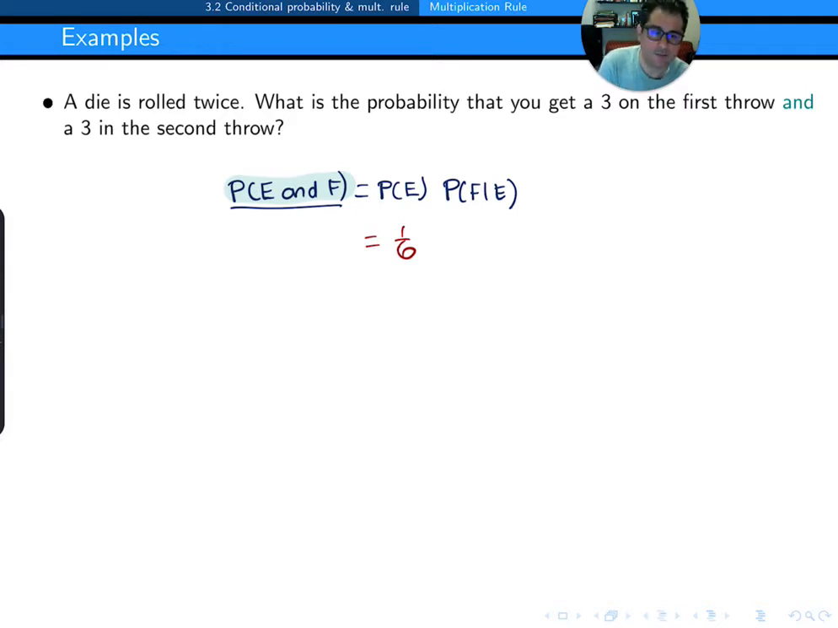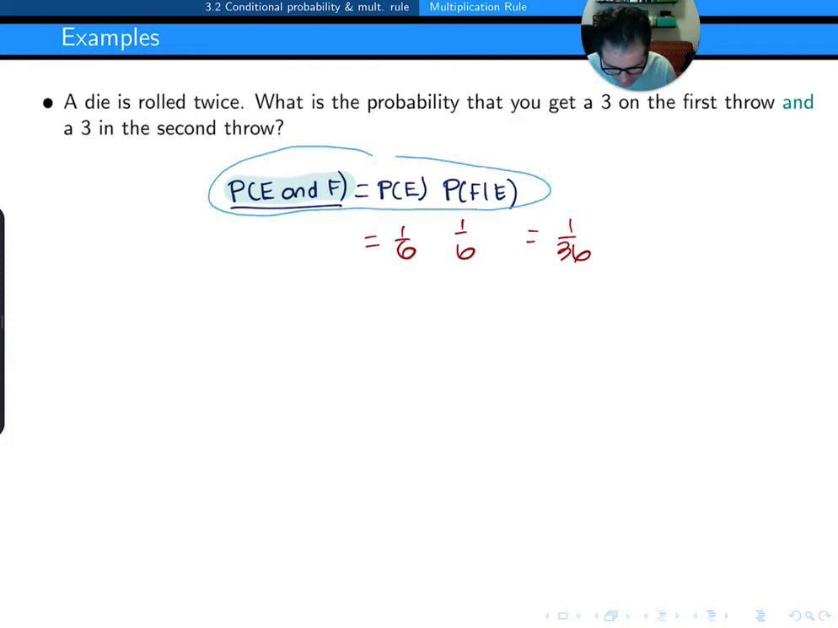Okay, it's not different. So knowing that the first throw was a 3 does not affect the probability of the second throw. So it's again 1/6. Okay, so that's the answer here. It's just 1/6 times 1/6, so it's 1/36. Okay, so I'm going to copy it in this version of it, because that's the way I'm going to use it for the next one.